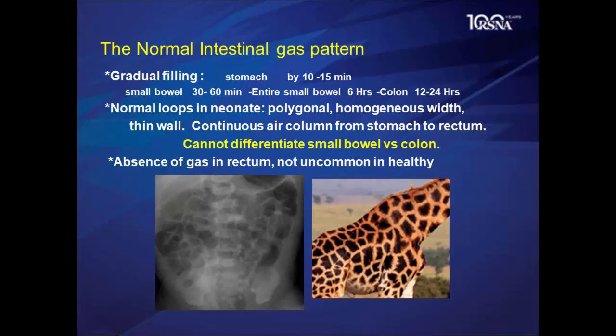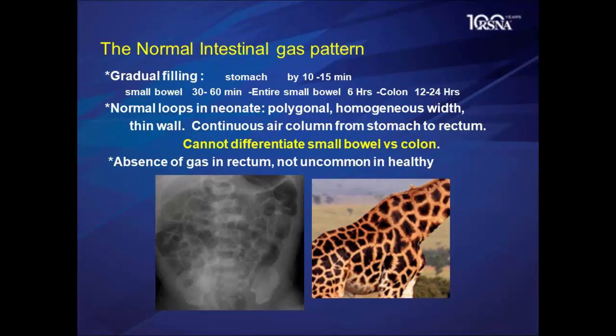So we are talking about a gradual filling of the air within the GI tract, and then we get an idea about the radiographs with this intestinal gas pattern as described here, where we will start building up what is the normal pattern. Here, normal loops in a neonate are described as polygonal, homogeneous width, they look alike, and they are separated by bowel wall structures, which is more homogeneous, rather thin. And the air would be seen continuously from the stomach down to the rectum.